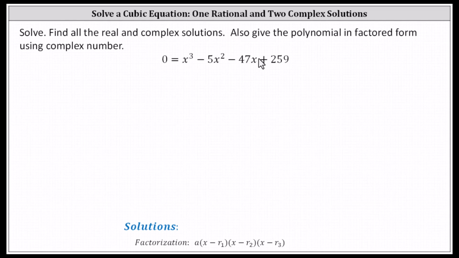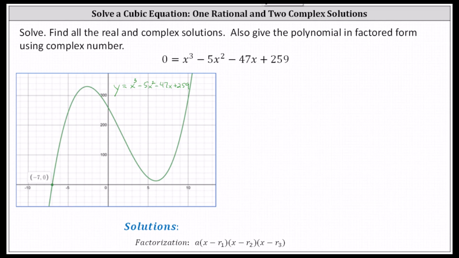One way to do this would be to list all the possible real rational zeros by listing out all of the factors of the constant term over the factors of the leading coefficient of 1, but instead we'll go ahead and just graph the related polynomial function and look for the x-intercepts. So what we'll do is graph y equals x cubed minus 5x squared minus 47x plus 259 and look for the x-intercepts, which will give us the x values that make the polynomial on the right side equal to 0.